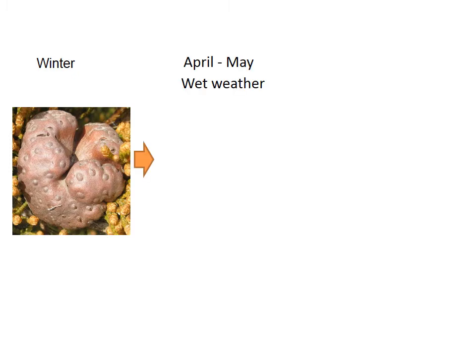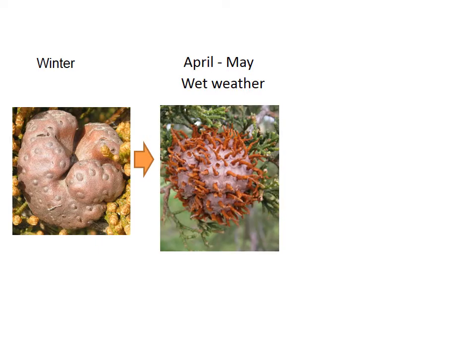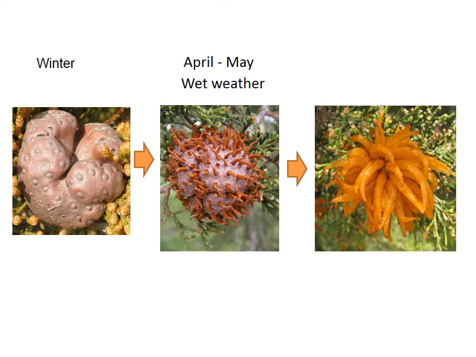In the spring, like in April or May, when we get some wet weather, those galls will start to produce these orange like tubes sticking out, and as the weather gets even wetter, those orange tendrils or tentacles swell even farther, and they're maybe an inch or a little more long. These are called telial horns, and they produce a fungal spore called a teliospore, which we'll see in detail in just a little while.